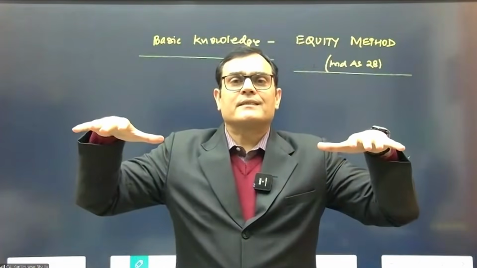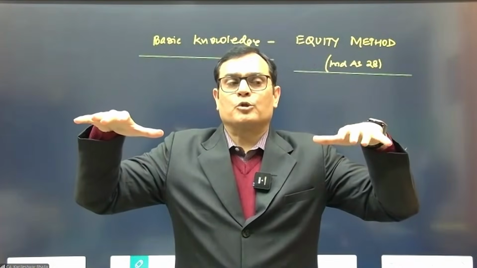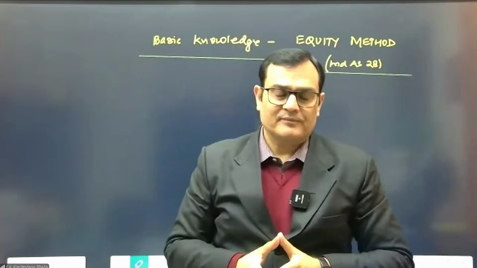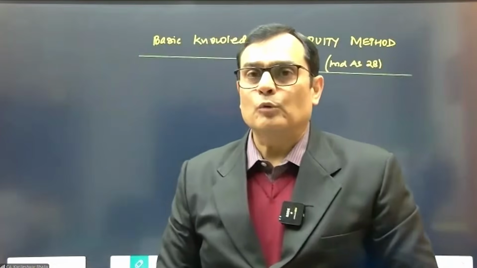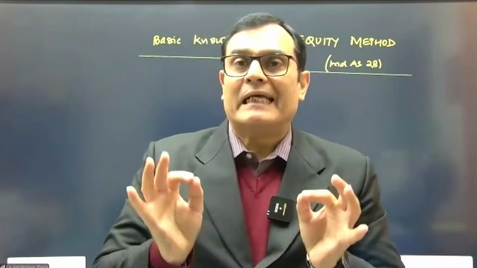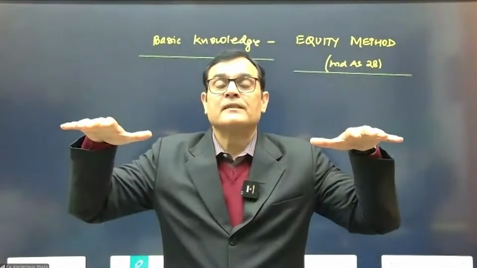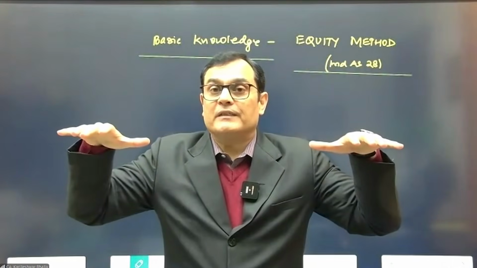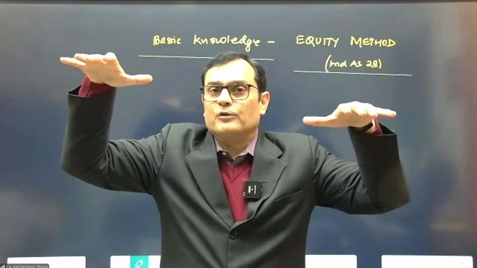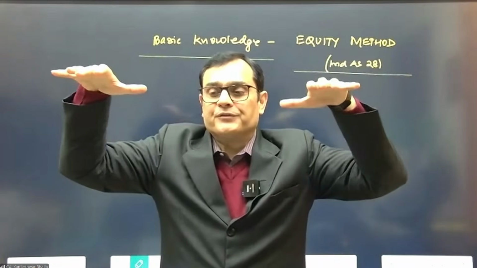So the standard setters said that we want to show the investment at share in the net assets. Their idea was that the investment will be reflected in the financial statements at the share in the net assets. And for this purpose, they decided that if the net assets of the associate company go up, I will increase the value of the investment to the extent of my share in that increase.